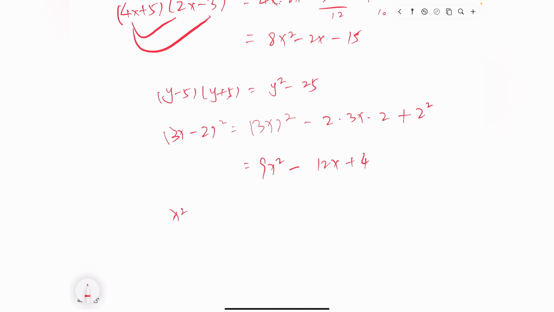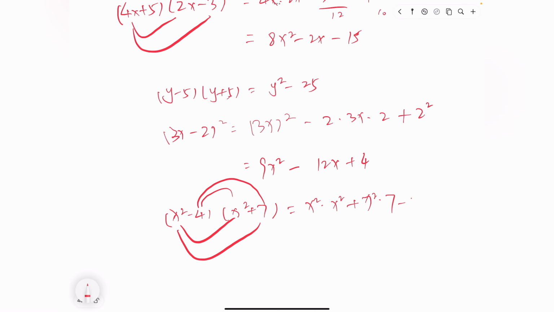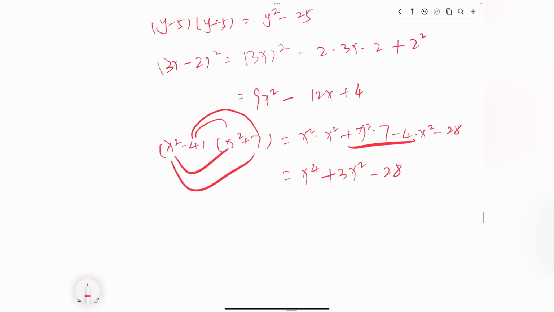We also have (x squared - 4)(x squared + 7). So multiply each term. x squared times x squared, plus x squared times 7, minus 4 times x squared, minus 28, equals x to the 4 plus 3x squared, like terms here. 7 minus 4 is 3, so minus 28.